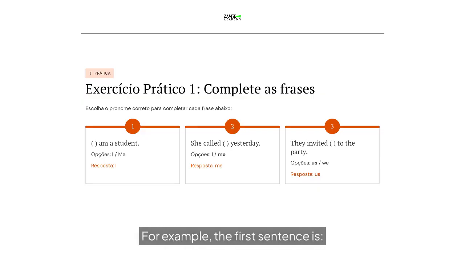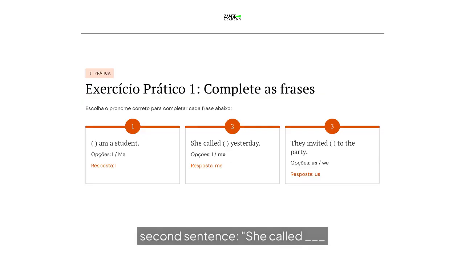For example, the first sentence is, "Blank am a student." You have two options, I or me. Think about what we discussed regarding subject pronouns. Since the sentence is about who is doing the action of being a student, the correct choice would be I.